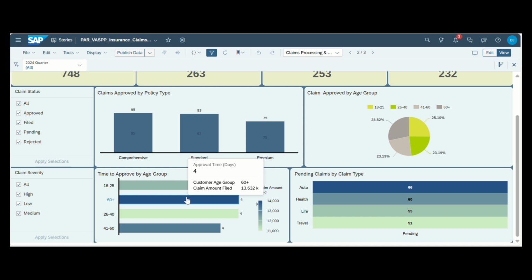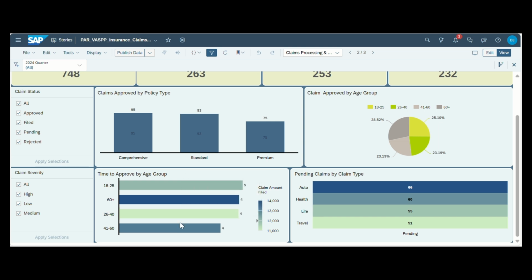This contrast suggests that older policyholders may be receiving prioritization or simply have more predictable documentation and claim patterns. Meanwhile, middle age groups, 26 to 60, show approval times hovering around 4 units, with moderate filed amounts, giving operations teams a signal that this may be the most stable segment in terms of efficiency.